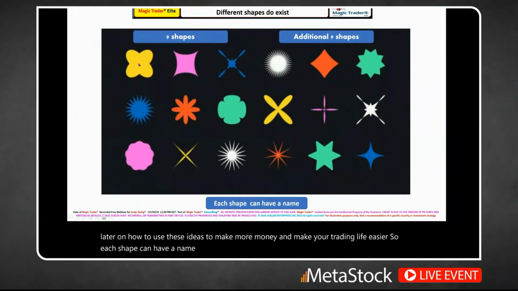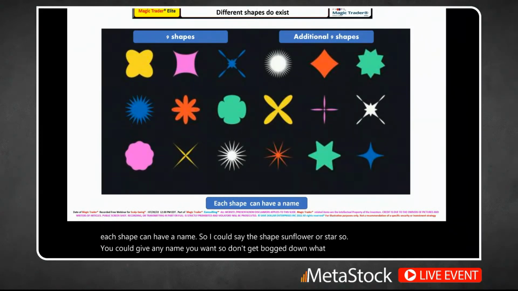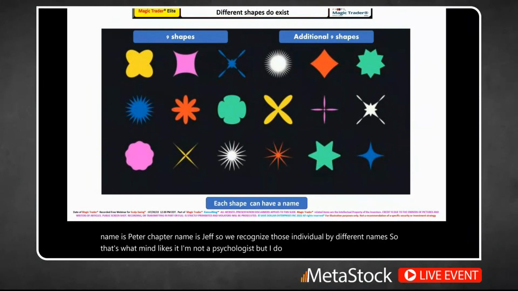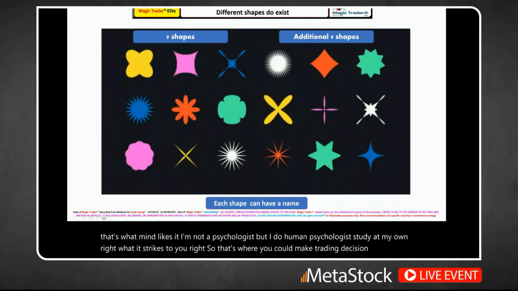Each shape can have a name. I could say the shape sunflower or star. You could give any name you want, so don't get bogged down in what it is. We are all human. My name is Peter, Jeff's name is Jeff. We recognize individuals by different names. That's what the mind likes. I'm not a psychologist, but I do study human psychology on my own, right? What strikes you? That's the way you could make trading decisions quicker. That's what is important.